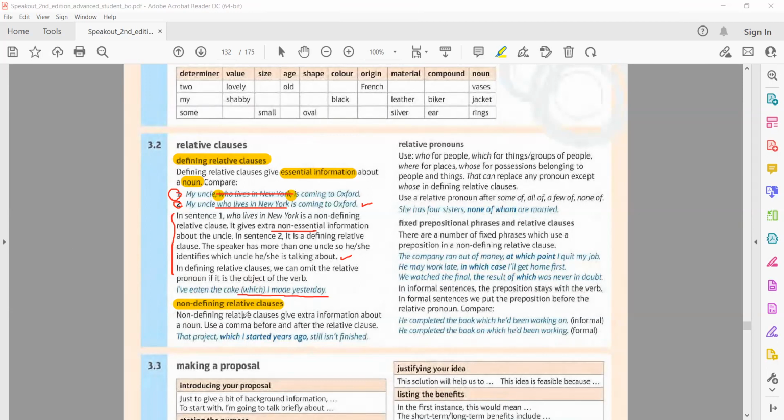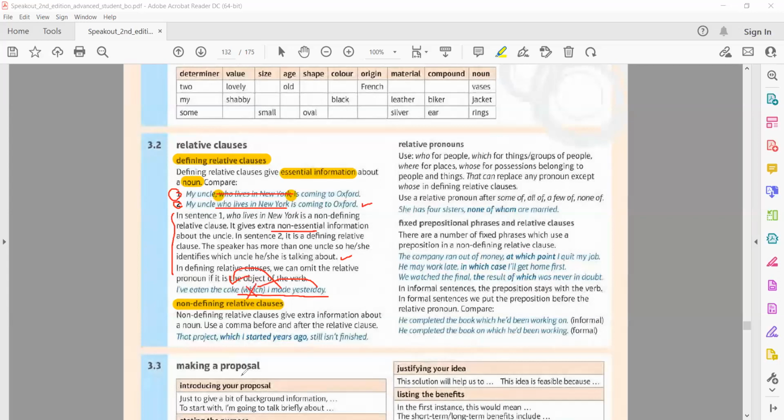Defining. Only in the defining case, and if the relative pronoun here is the object, you see, I have eaten the cake, the cake which I made yesterday. So which I made yesterday, it's all related to what? To cake, to the object. Only in this case, you can delete the relative pronoun if you want.